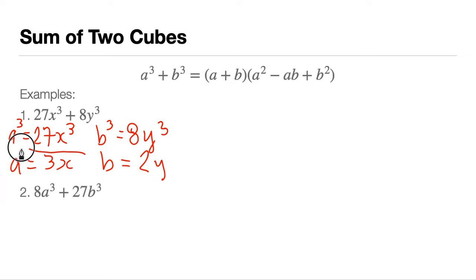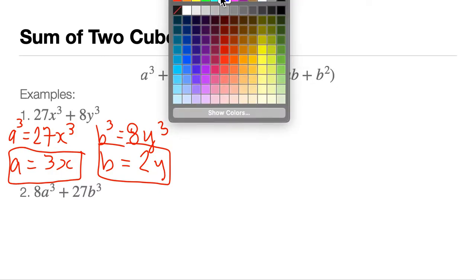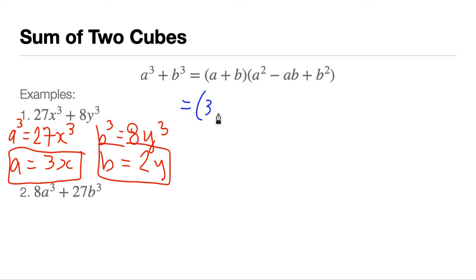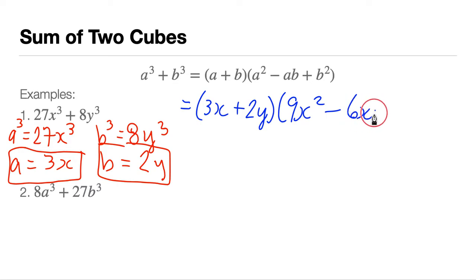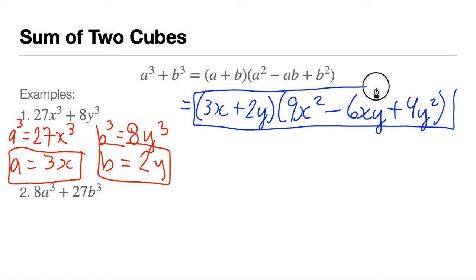Okay, since we already have our value for a and our value for b, it's pretty easy to follow the formula. So what is the answer here? The answer is, what's a? 3x. What's b? Plus 2y. And then follow this. What is a squared? 3x being squared is 9x squared. I hope you're following. Copy the sign, minus the operation. a times b, 3x times 2y is 6xy. And then for the last term, b squared, 2y squared is plus 4y squared. And this is our answer for number 1. Pretty easy, provided you know how to get the cube root. That's the only challenge here.